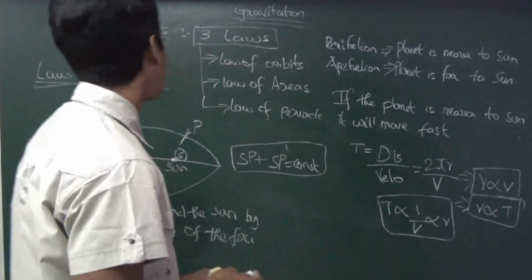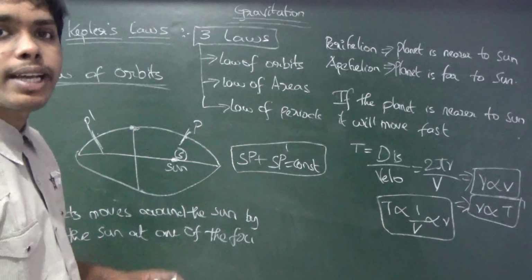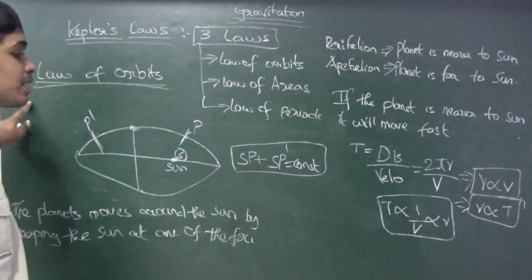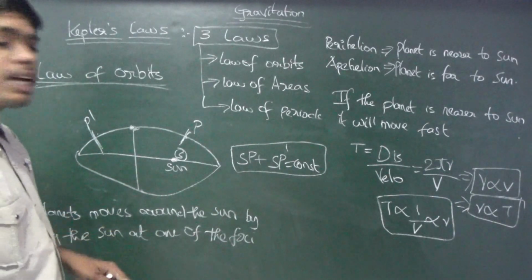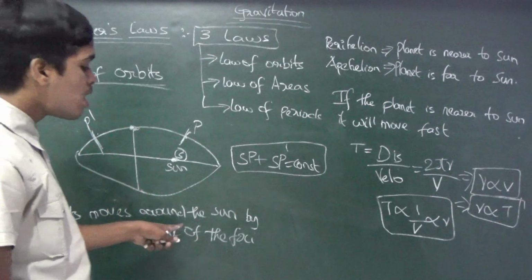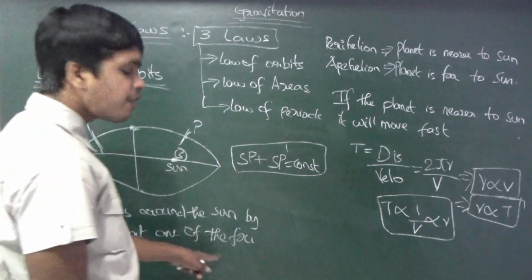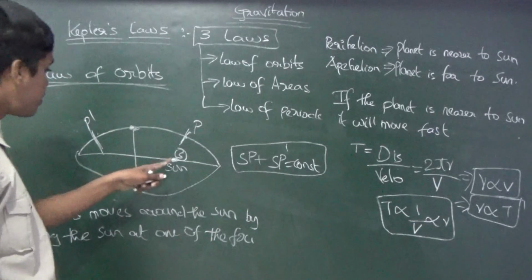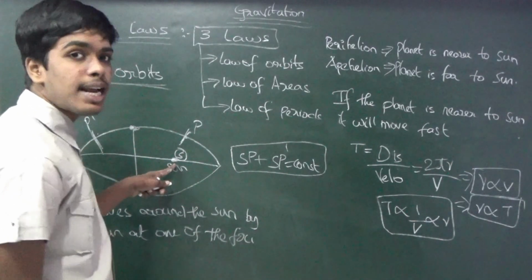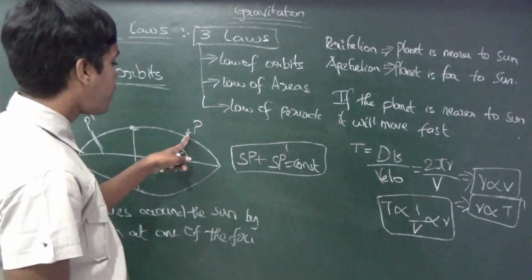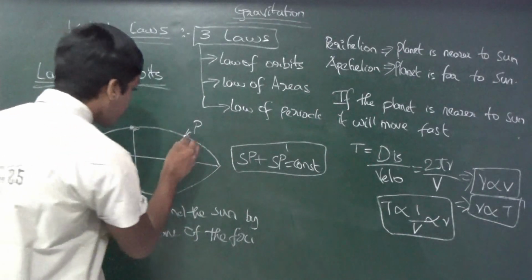Now the second law. Okay, before continuing to the second law, I will explain the first law. The first law is the law of orbits. The first law states that the planets move around the sun by keeping the sun at one of the foci. That means it is an elliptical path, with the sun at one of the foci, and the planet P1 starts from here, and it is nearer to the sun.